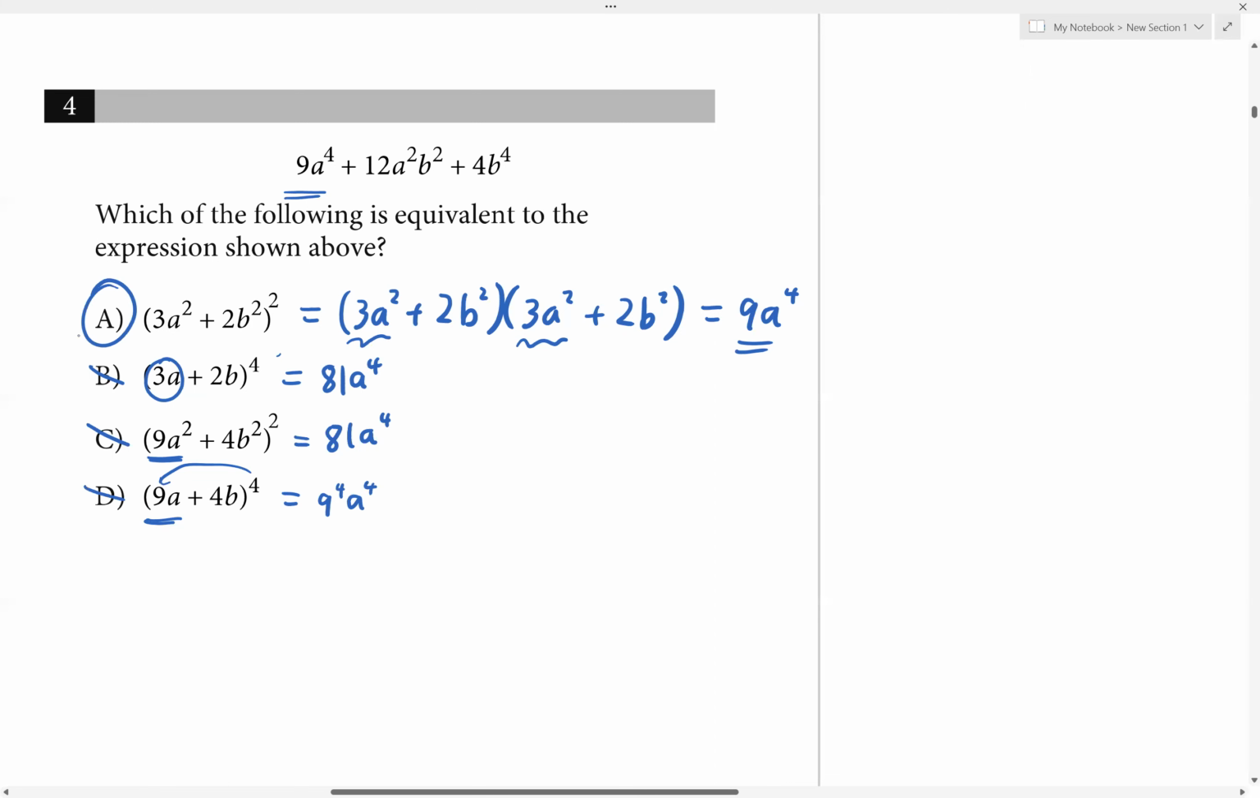So the only one that works has to be A, because that's the only one that gives us 9a to the 4th for our leading term. We don't even have to multiply everything out, so we know A had to be correct. Always look for things that can simplify the math a little bit, so that will save us time instead of multiplying everything out. So for this one, A will be our answer.